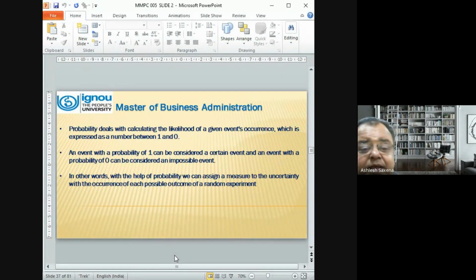In other words, with the help of probability, we can assign a measure to the uncertainty concerning the occurrence of each possible outcome of a random experiment.